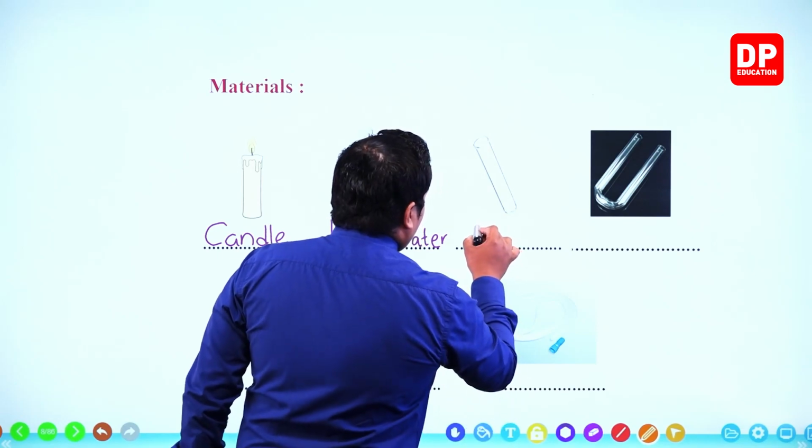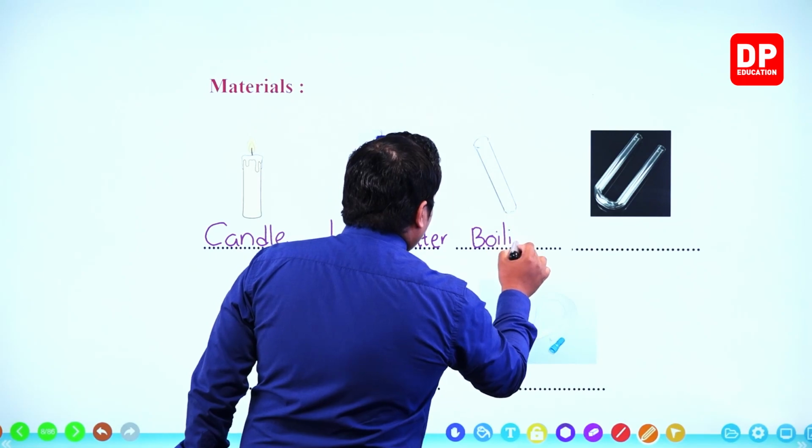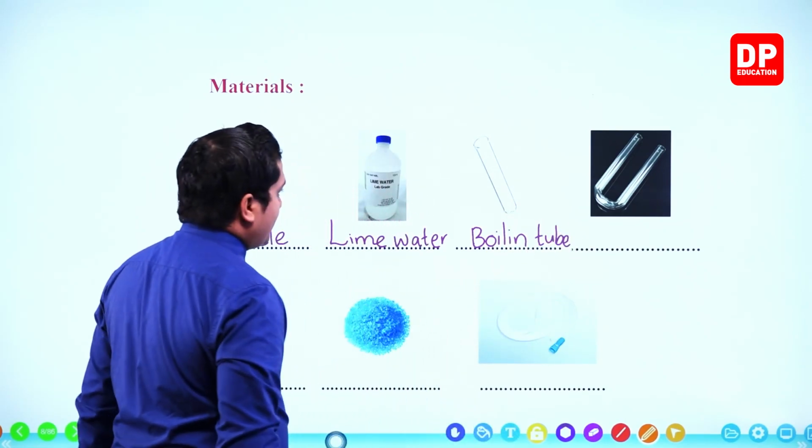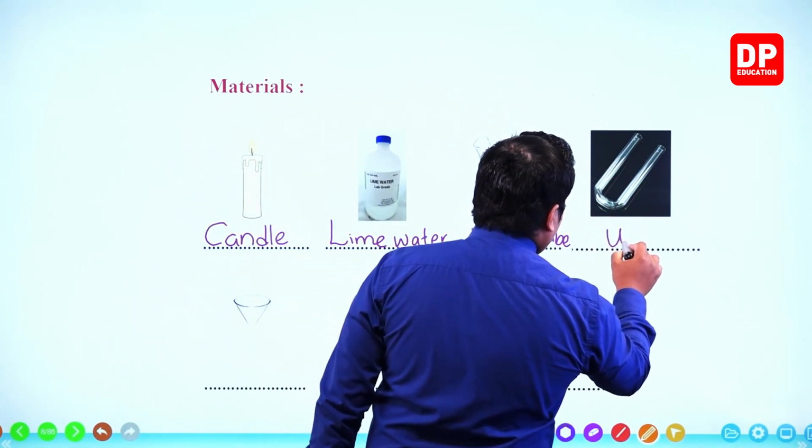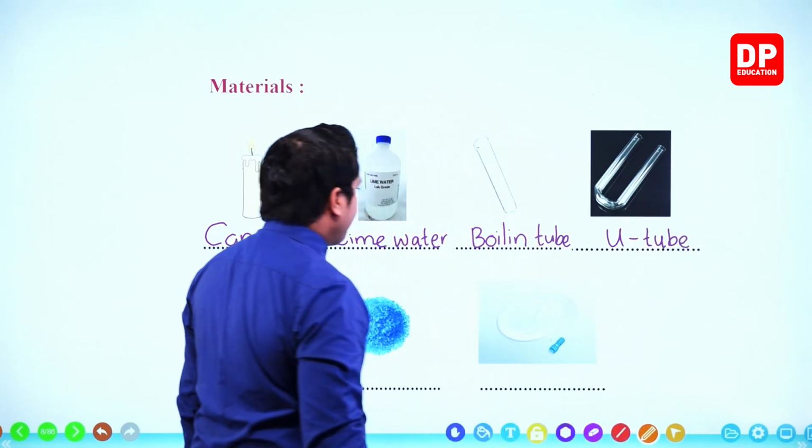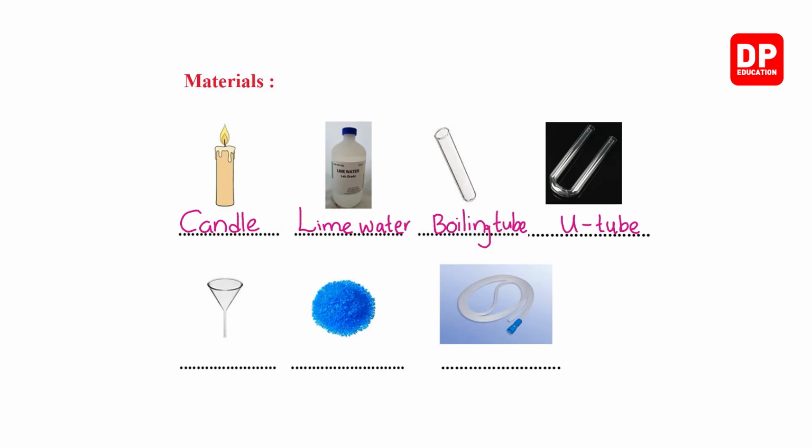Then my dear children, we'll be needing a boiling tube, right, a boiling tube, then a U-tube, a U-shaped tube. Okay. Boiling tube. So then we'll be needing a funnel. And anhydrous copper sulfate. Actually, it should be white in color, my dear children, or else you can use the blue one, but you have to heat these things. Okay. By just looking at the blue color, you can clearly identify that this is copper sulfate. So we'll be needing anhydrous. Okay. Anhydrous means white color. Right. White color copper sulfate.